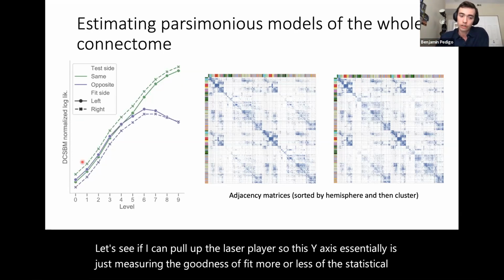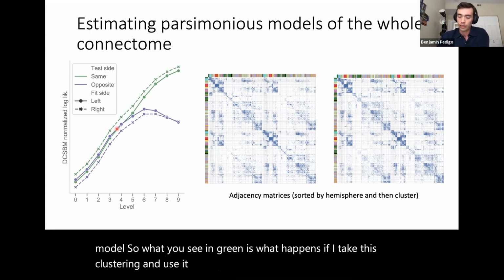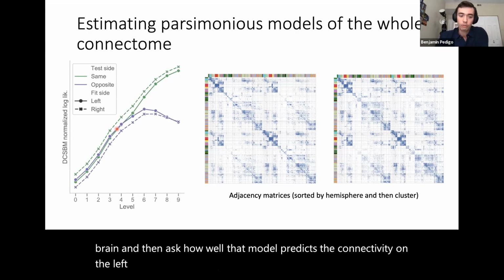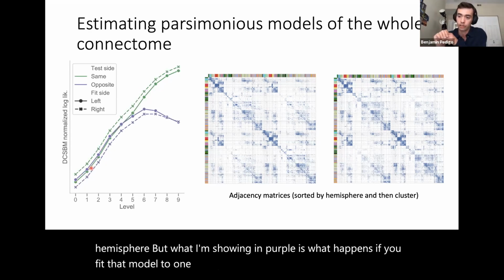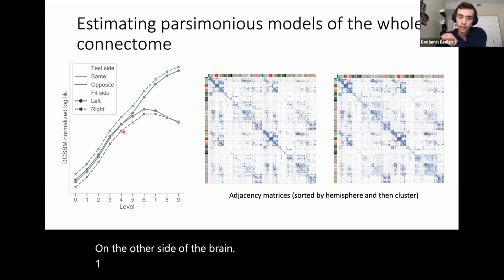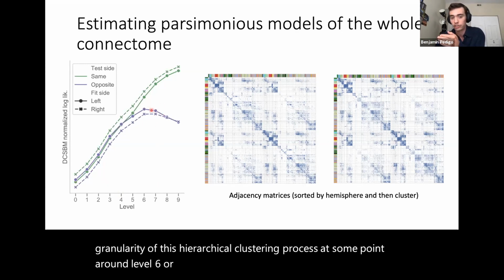So what you see in green is what happens if I take this clustering and use it to fit a model to the left hemisphere of the brain, and then ask how well that model predicts the connectivity on the left hemisphere of the brain, or vice versa for the right hemisphere. But what I'm showing in purple is what happens if you fit that model to one hemisphere and then ask how well it predicts the connectivity on the other side of the brain. And one cool thing that we saw here is that as you increase the granularity of this hierarchical clustering process, at some point around level 6 or 7, you reach an area where you actually start to go back down.